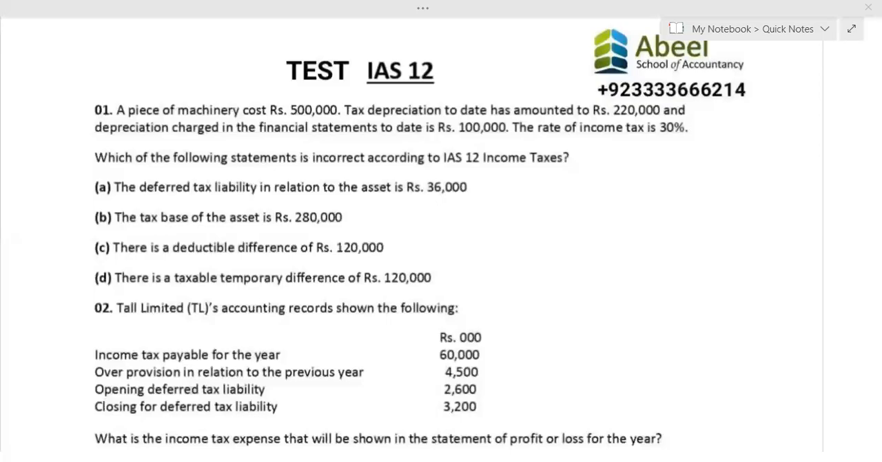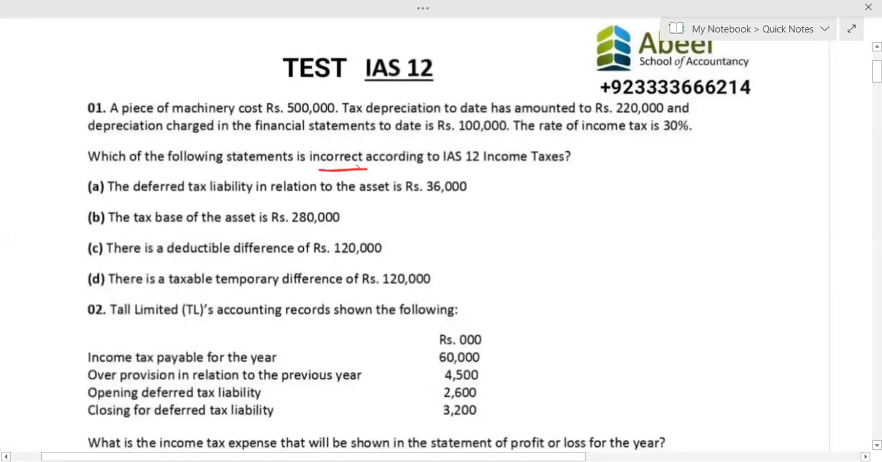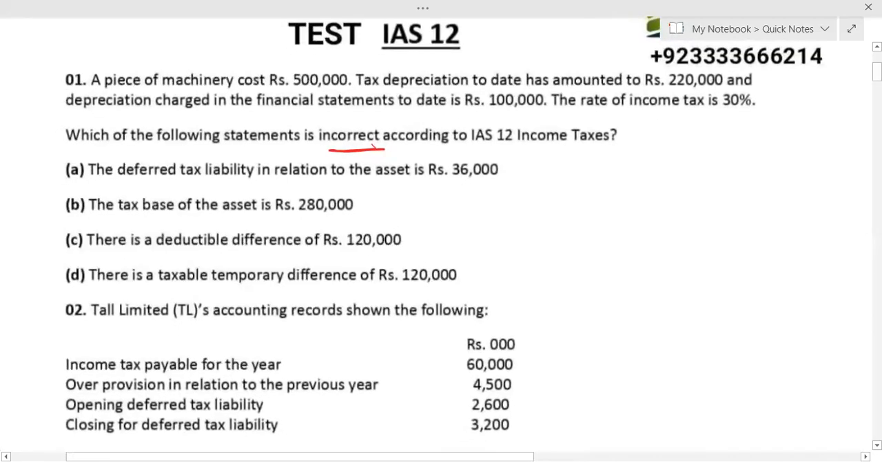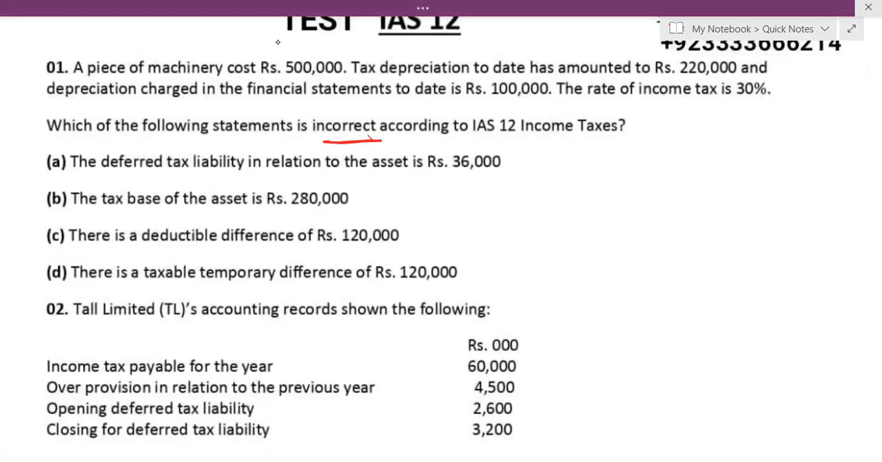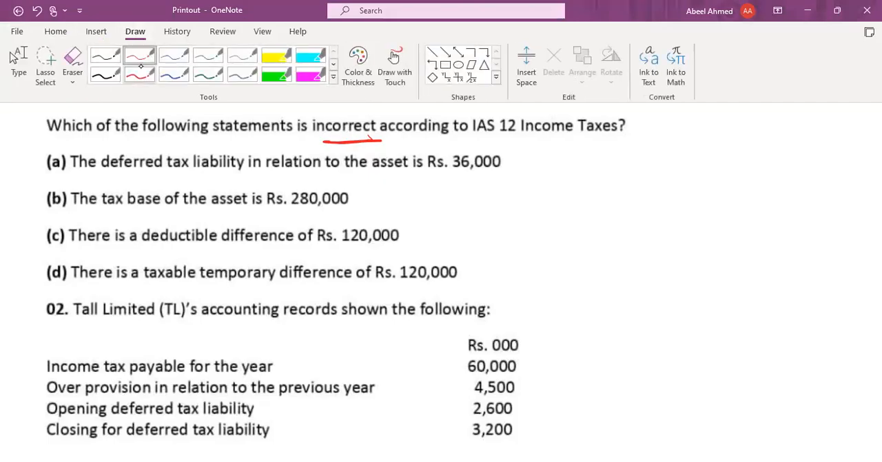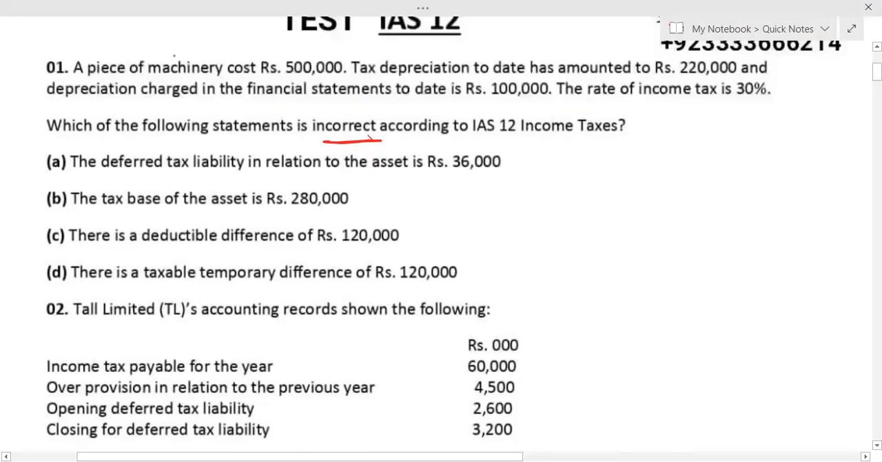Okay, students, let's start the discussion of test on IAS 12. Which of the following is incorrect? Normally, you will find in exam that which one is correct, but right now examiner is asking us which of the following is incorrect. We have to find out which option is incorrect.